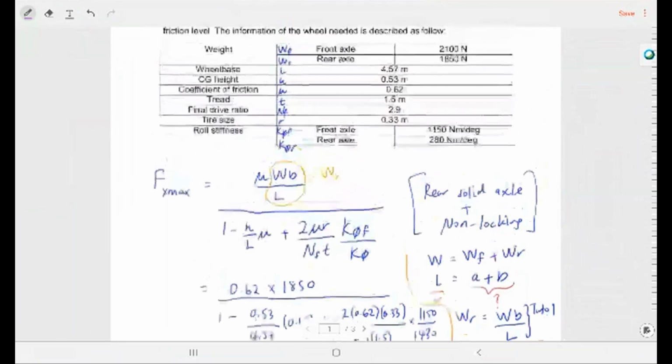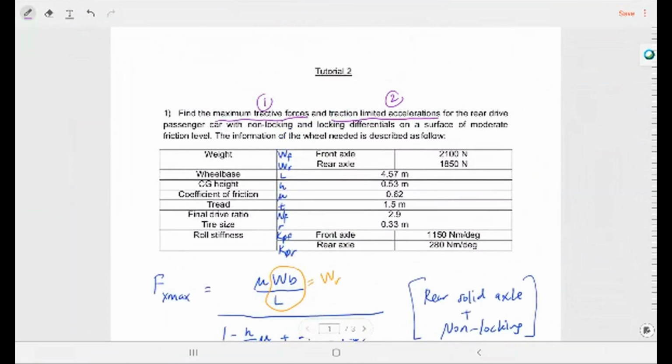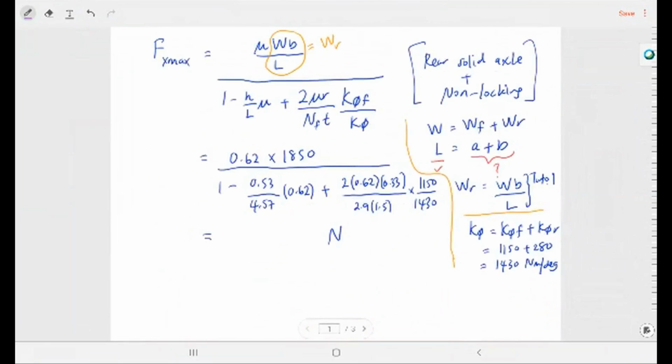So the second term is traction limited acceleration. This is just simple. You can apply Newton's second law: F equal to m a. Acceleration in the x direction, so a_x equal to the maximum traction limit force over m.